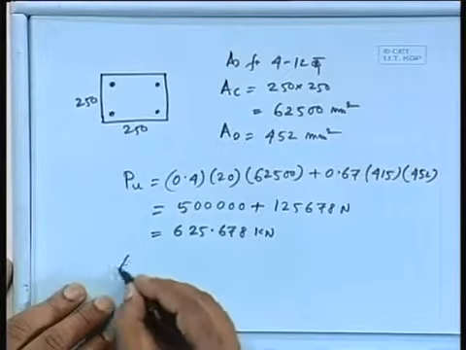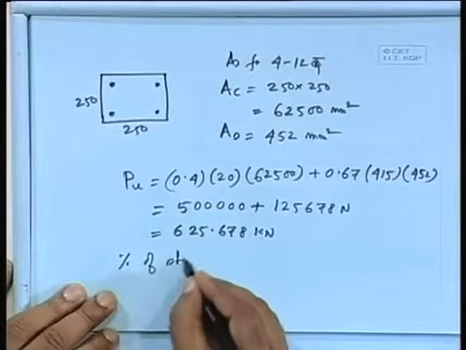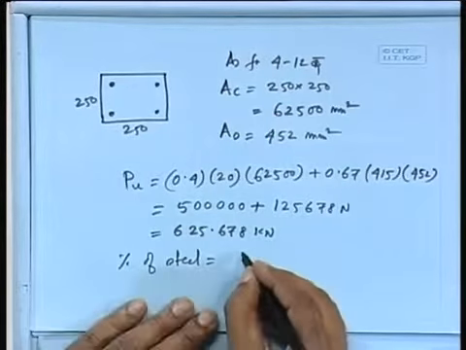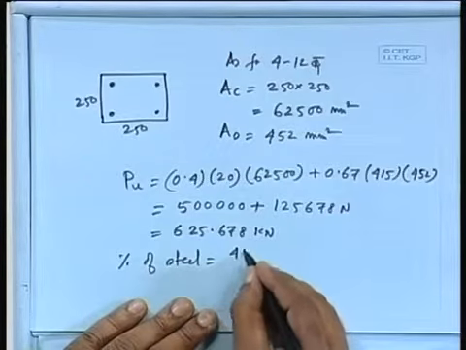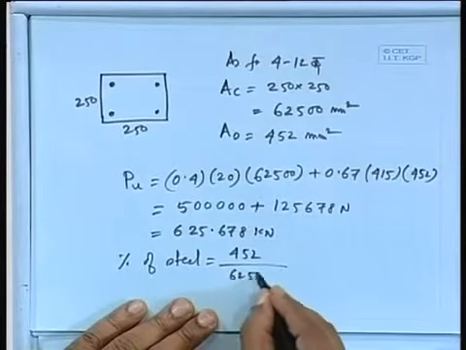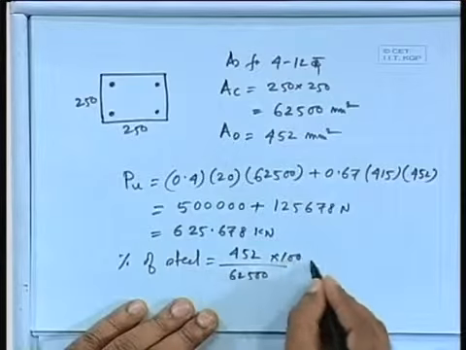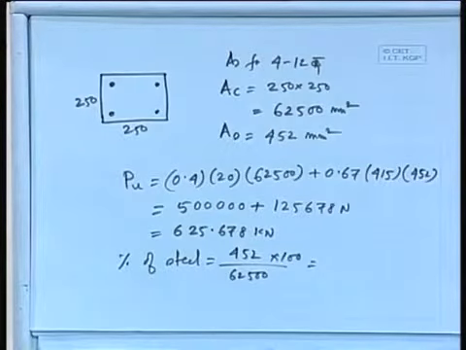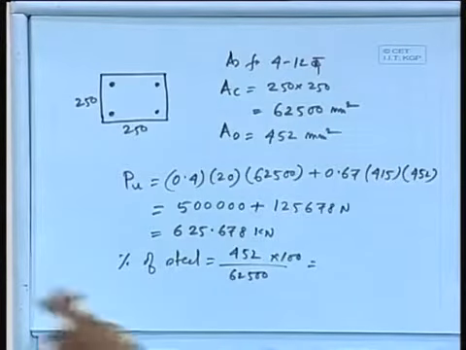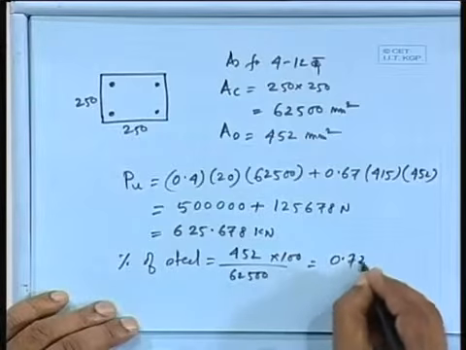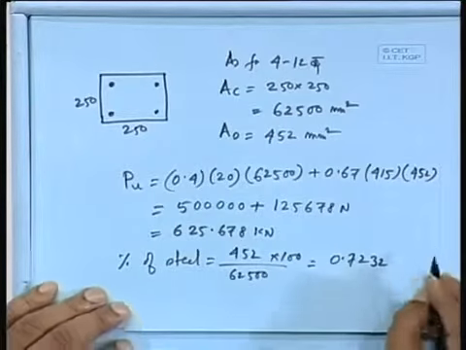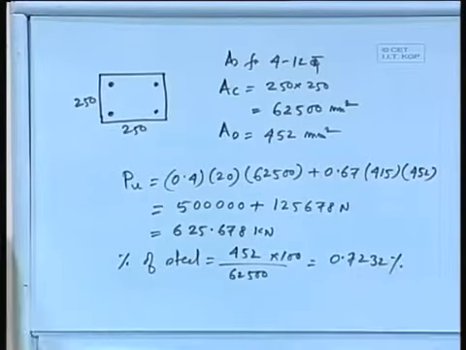But what about the percentage of steel? Equal to 452 divided by 62500 times 100. So 452 into 100 by 62500, 0.7232. So this is the percentage of steel, even if 250 by 250.